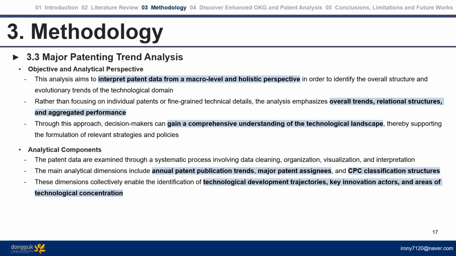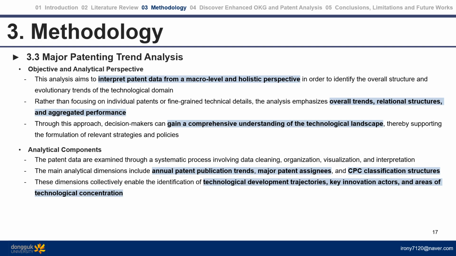This analysis aims to interpret patent data from a macro level and holistic perspective. Rather than focusing on individual patents or fine-grained technical details, the analysis emphasizes overall trends, relational structures, and aggregate performance. Through this approach, decision-makers can gain a comprehensive understanding of the technological landscape.